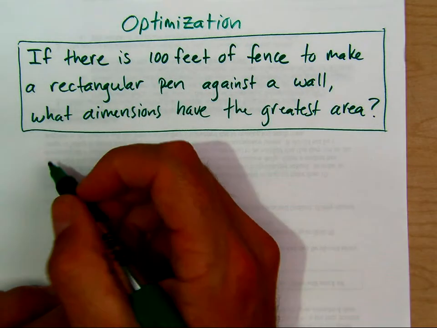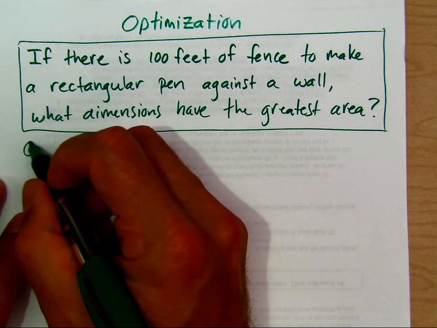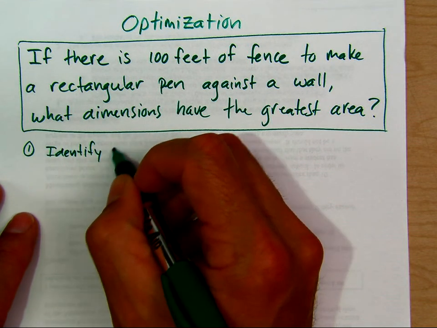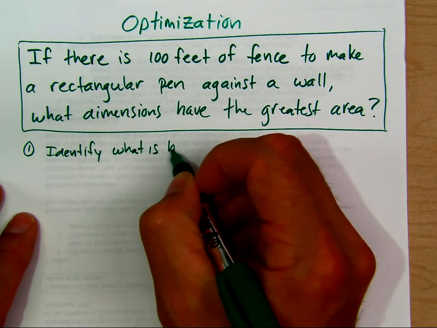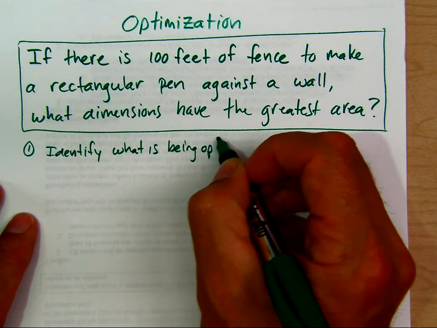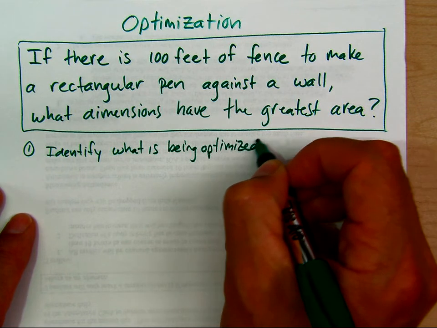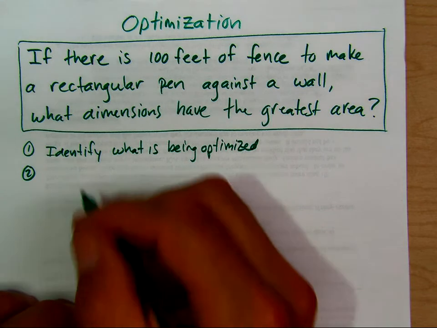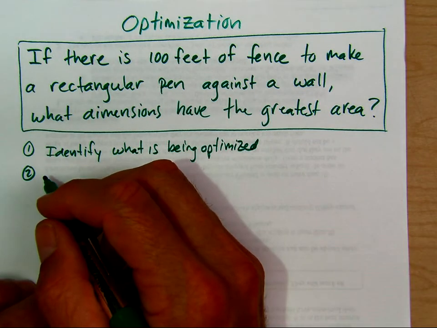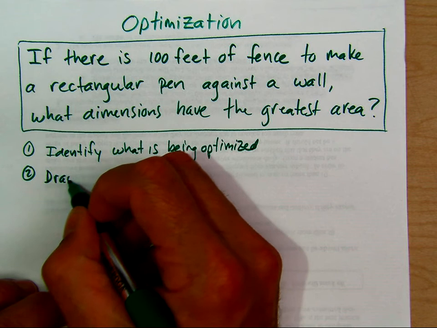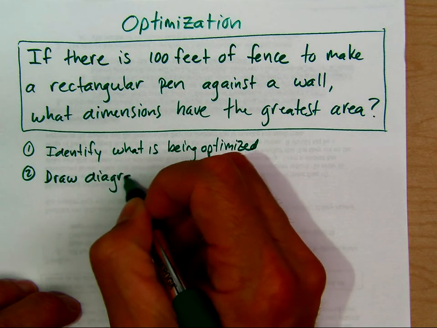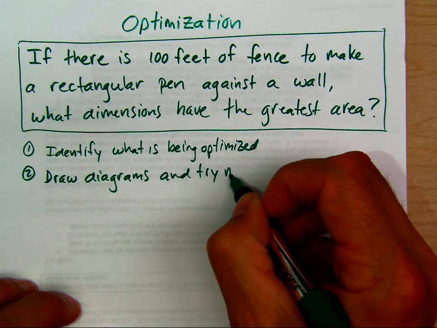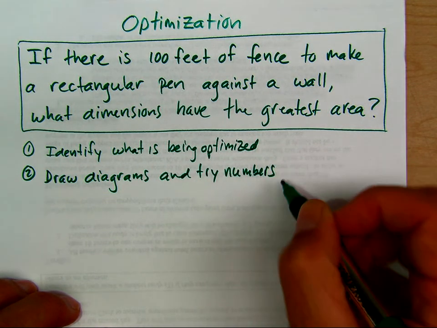So we have some steps to follow in optimization. Step 1: identify what's being optimized, and that's going to be maximized or minimized. Step 2 is draw. So we'll see this.